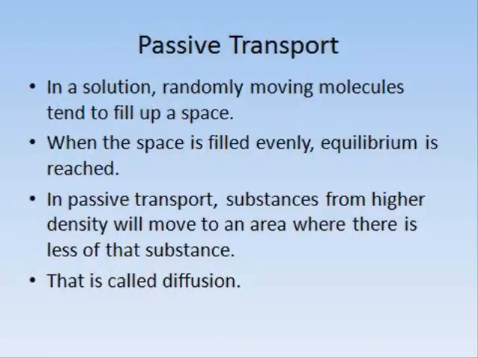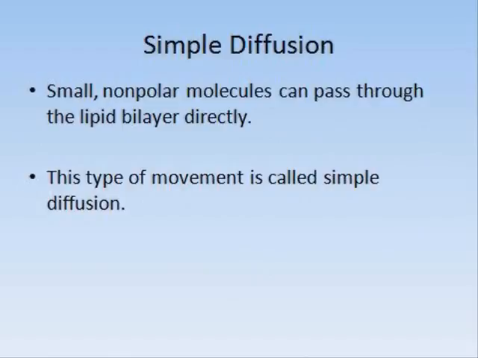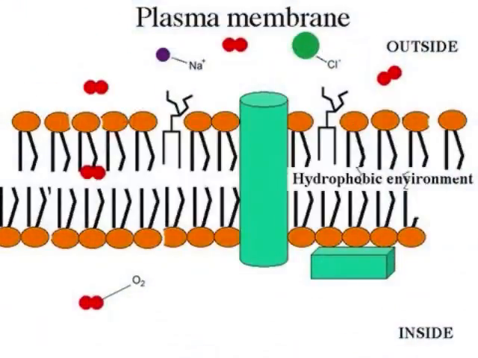Passive transport. In a solution, randomly moving molecules tend to fill up a space. When the space is filled evenly, equilibrium is reached. Simple diffusion. Small nonpolar molecules can pass through the lipid bilayer directly. This is called simple diffusion.